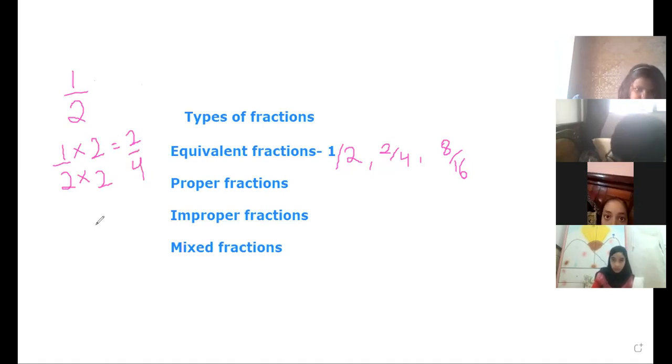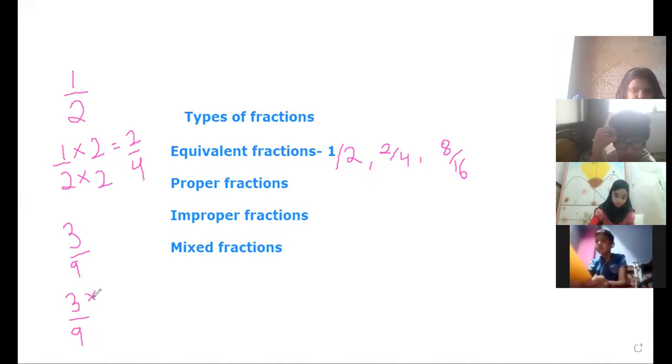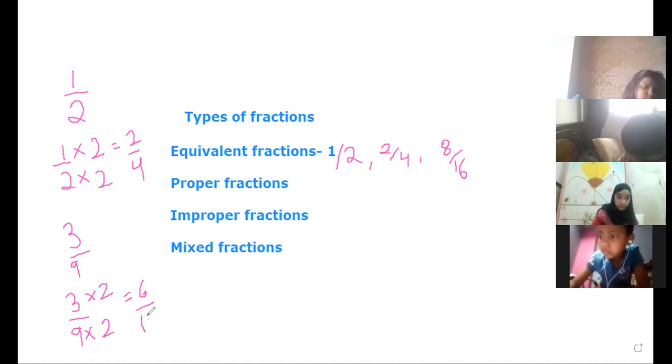Is that clear? If I ask you in the paper, get me an equivalent fraction for 3/9, what will you do? You'll multiply numerator and denominator both by what? First tell me by what number you'll multiply. I didn't ask you the final answer. 2. Yes, good. So the answer is 6/18. Is that clear to everyone? And if I ask you to get two equivalent fractions, wait, first we will do this, then I'll give you the types of questions.